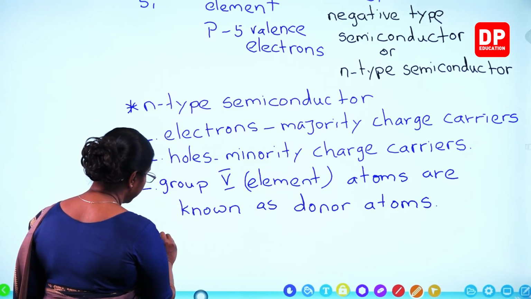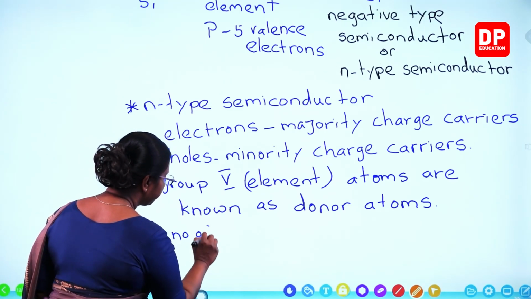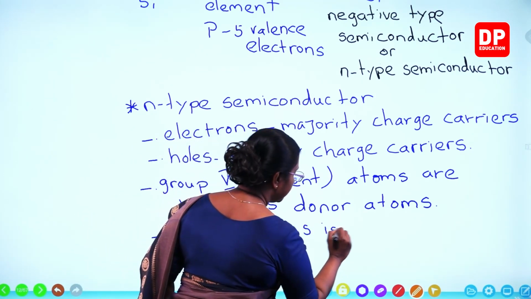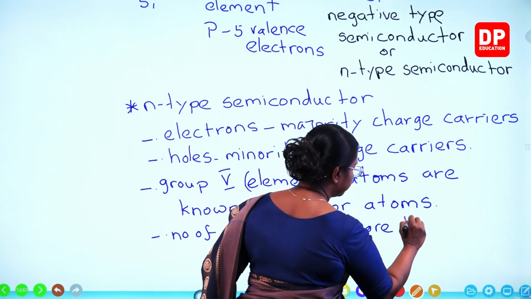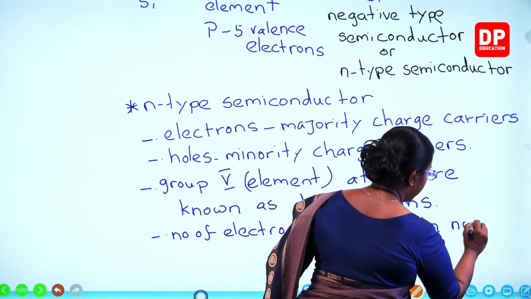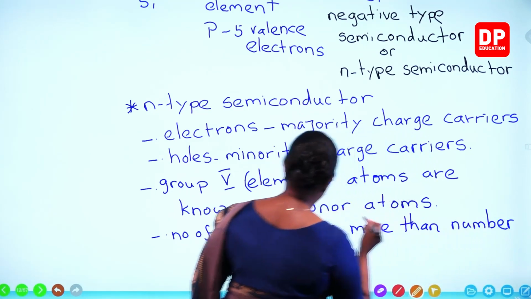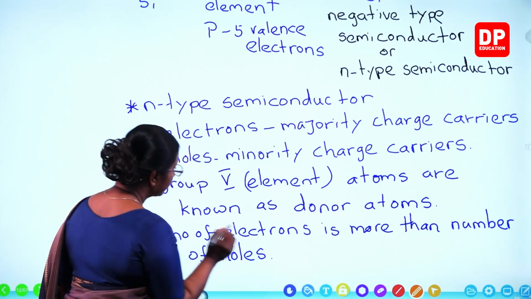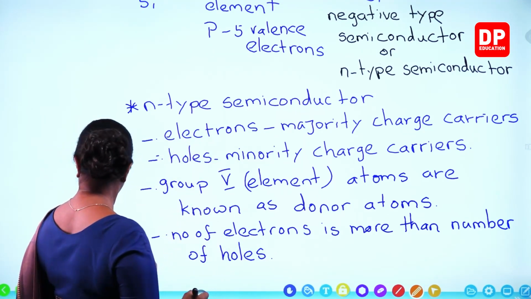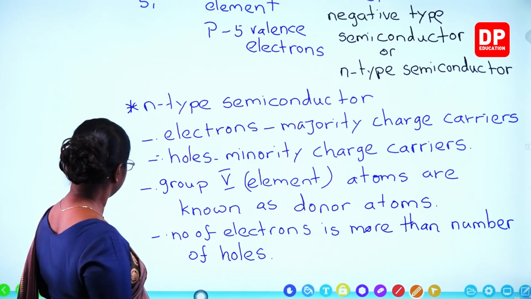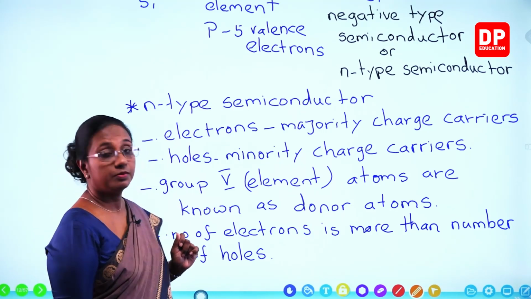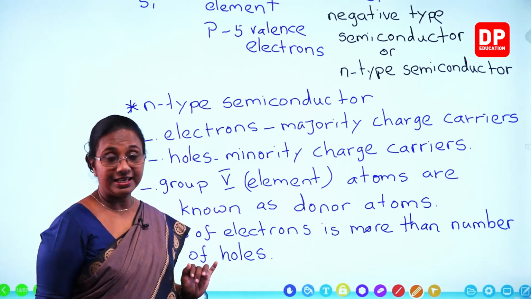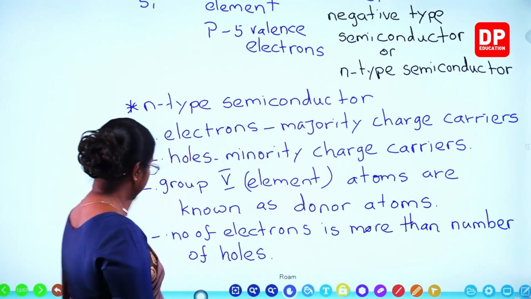And also related to this, you have to remember number of electrons is more than number of holes. That is why we call the electrons as majority charge carriers and the number of holes as the minority charge carriers. Is that clear, students? So I'll go back to the explanation.